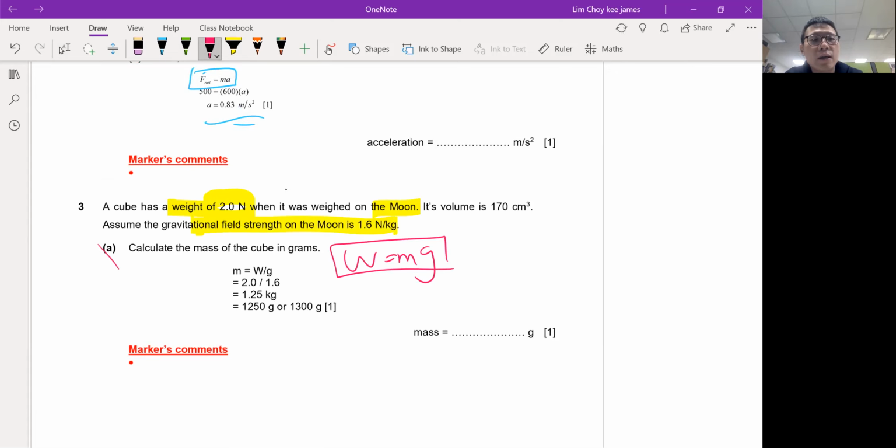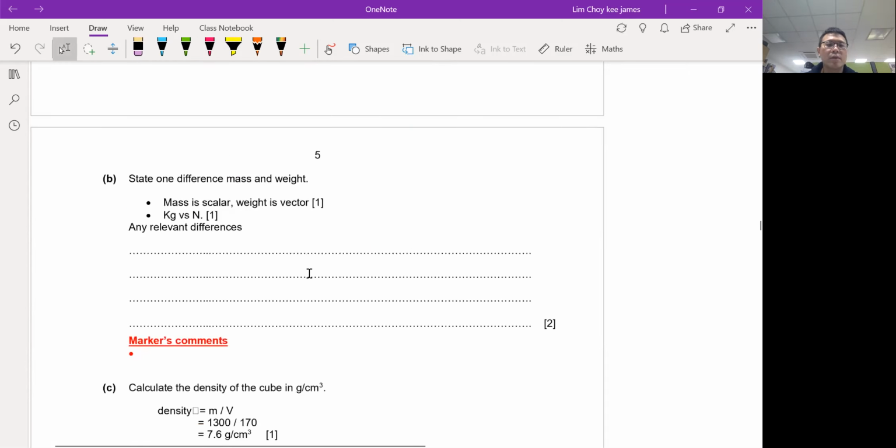The only booby trap I have for you is that it has to be in grams. A lot of you have 1.25 kg. You need to convert to grams. Then after that it shouldn't be difficult.